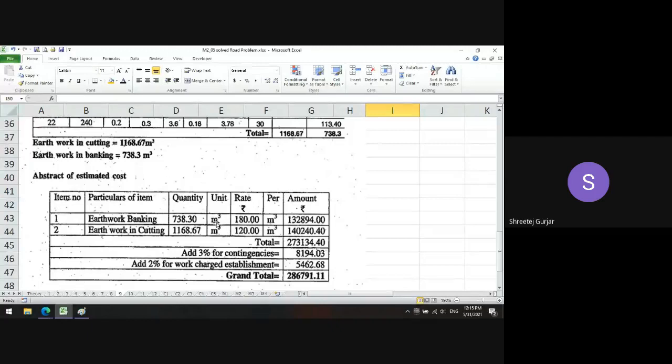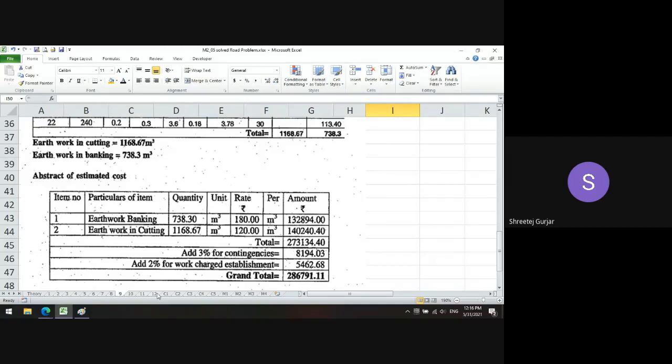We have written down the unit rate. The unit rate is 180 per cubic meter for banking and 120 per cubic meter for cutting. Multiply quantity by rate, and you will get the amount. Do the summation of your amounts, and you will get the total amount. Then add 5%: 3% for contingencies and 2% for work charged establishment. Totally 5%, of this total. Then write down the grand total. So if they have told you to calculate the abstract and given you the rates, this is how you can calculate it. So this is regarding the abstract.